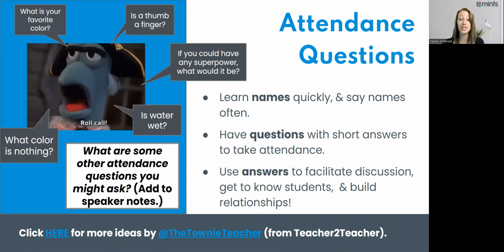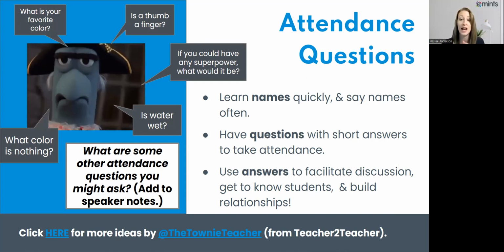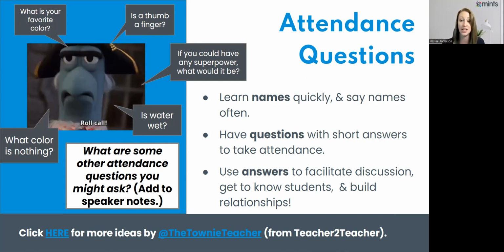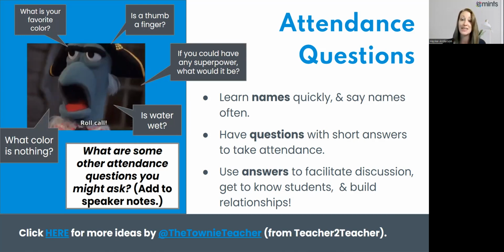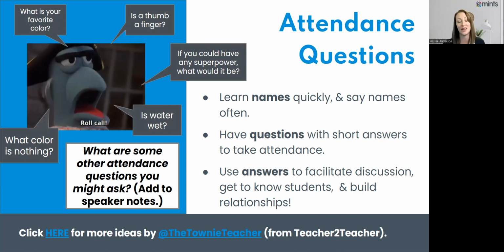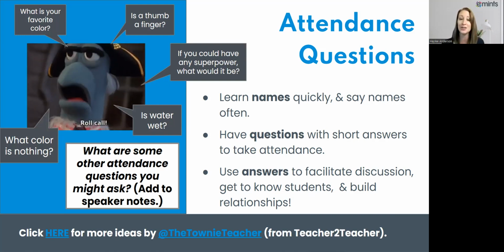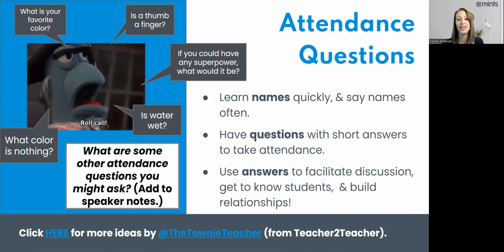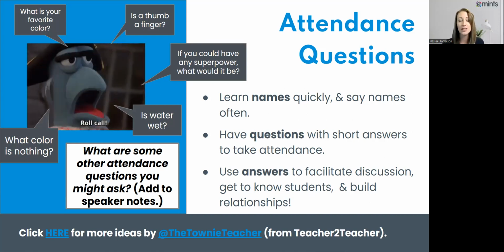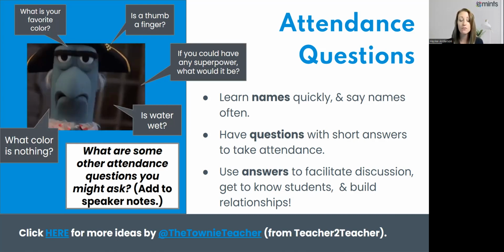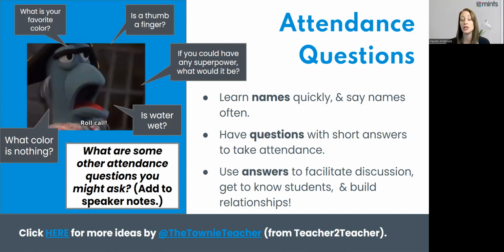This is one strategy to use. I had 120 students' names down in a week because I used attendance questions. I said their name, they responded, and I looked at them and used their names as often as I could during that first week. So learn students' names quickly, say names often, and have questions with short answers so that you can take attendance.